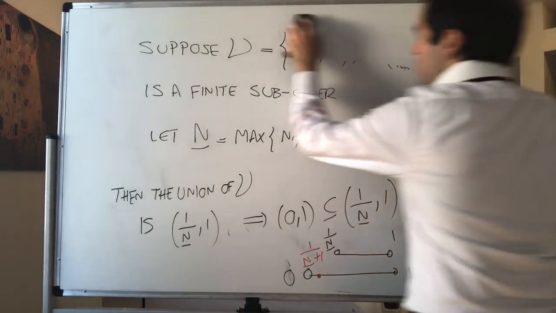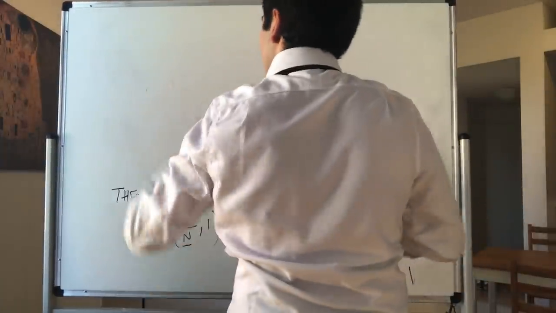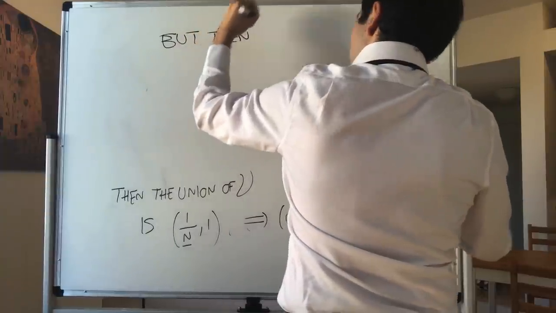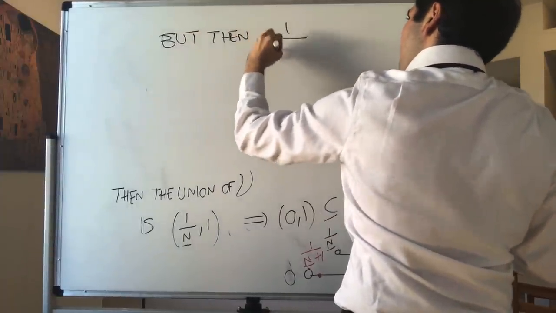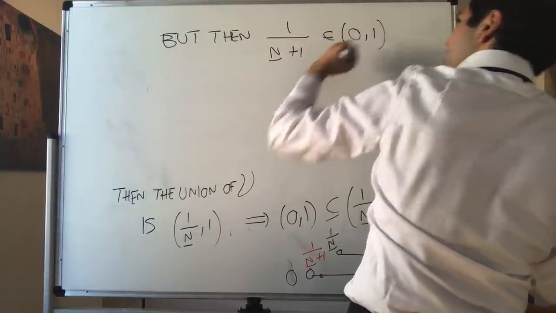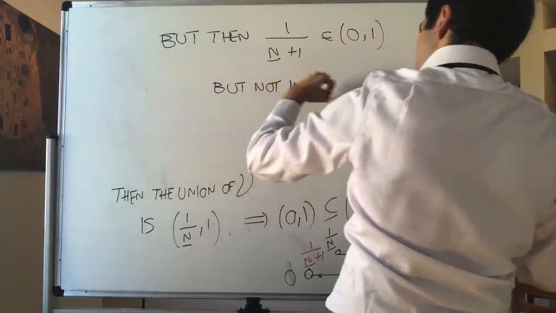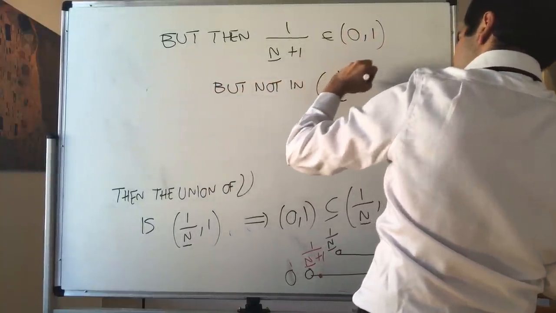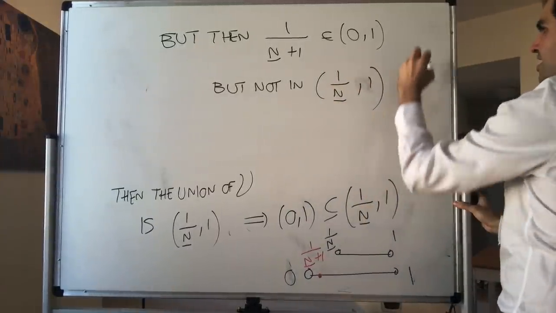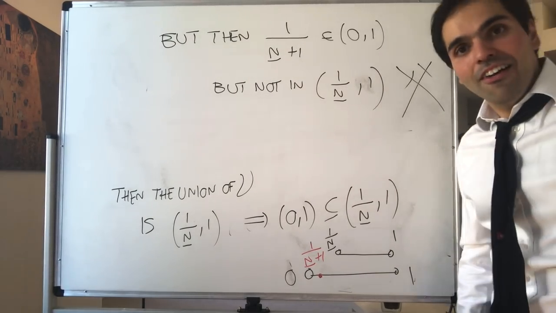Then 1 over capital N plus 1 is in 0, 1, but not in 1 over capital N, comma 1. And again, that's a contradiction, so this time with the two swords on Gao. All right, thank you very much.